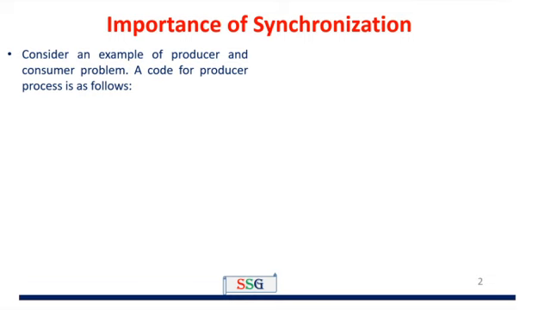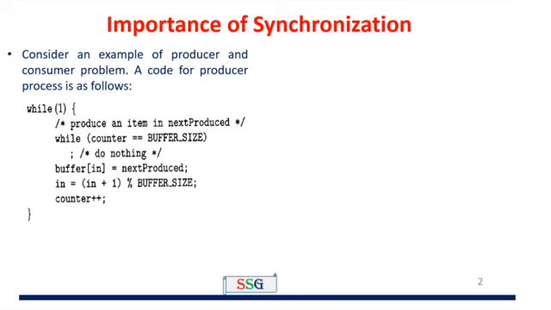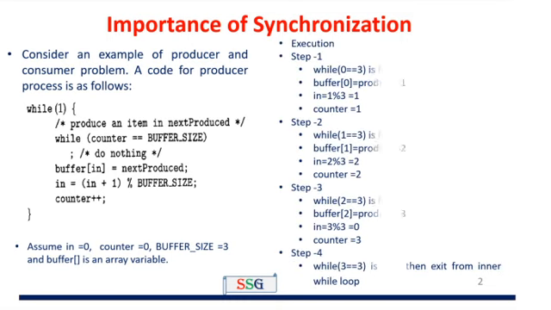The code for the producer process is as follows. Here one while loop is there. I will explain later. In this while loop, just assume in equal to 0, counter equal to 0, buffer size equal to 3, and buffer, which is an array variable. So in this while loop we are using four variables: in, counter, buffer size and buffer. Now I am going to explain the coding for this step.